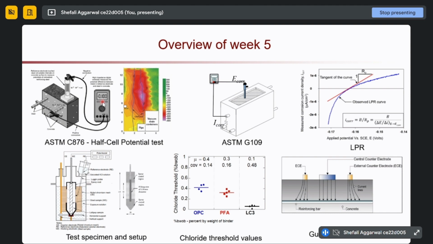Based on this potential difference, we will map these potential differences. The more negative the potential, the more the chances of corrosion. So based on this mapping, we will get to know where the chances of corrosion are more.